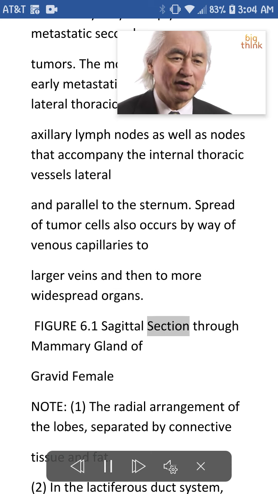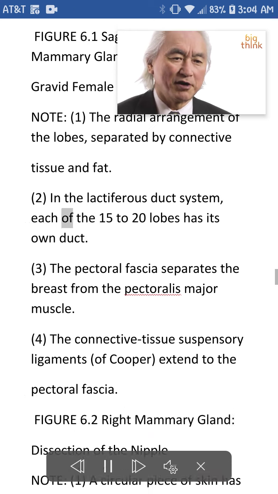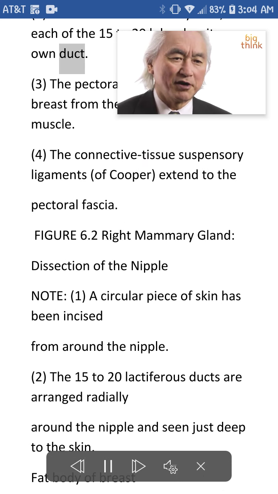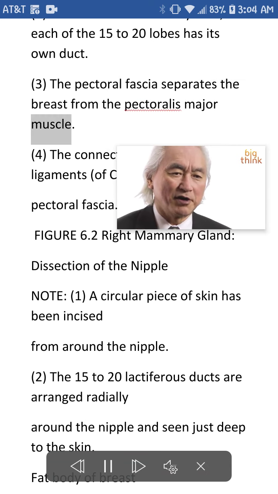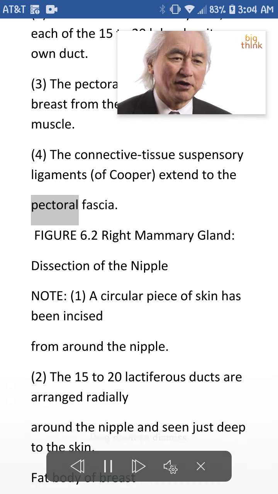Figure 6.1, sagittal section through mammary gland of gravid female. Note: 1. The radial arrangement of the lobes, separated by connective tissue and fat. 2. In the lactiferous duct system, each of the 15 to 20 lobes has its own duct. 3. The pectoral fascia separates the breast from the pectoralis major muscle. 4. The connective tissue suspensory ligaments of Cooper extend to the pectoral fascia. Figure 6.2, right mammary gland.